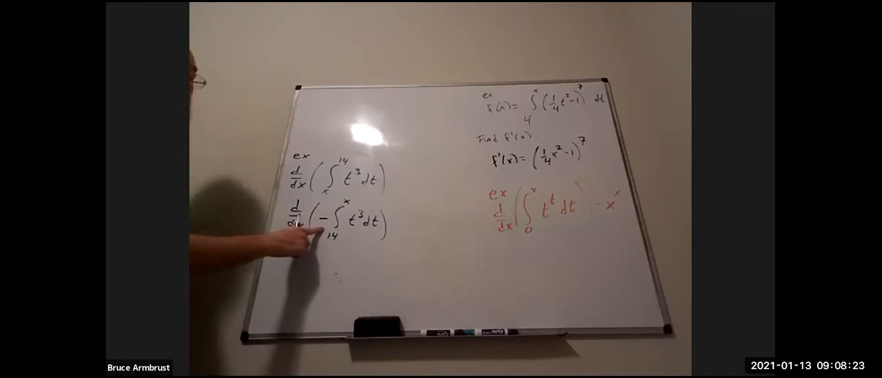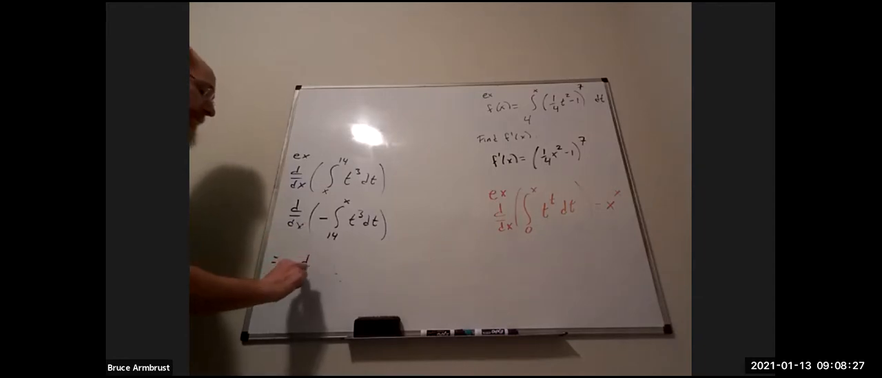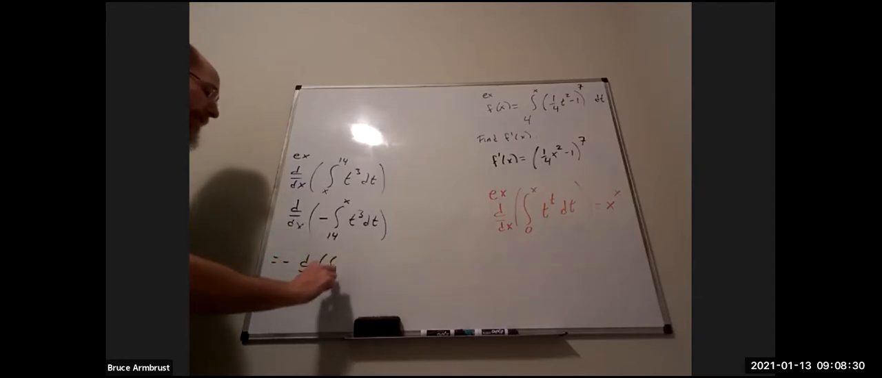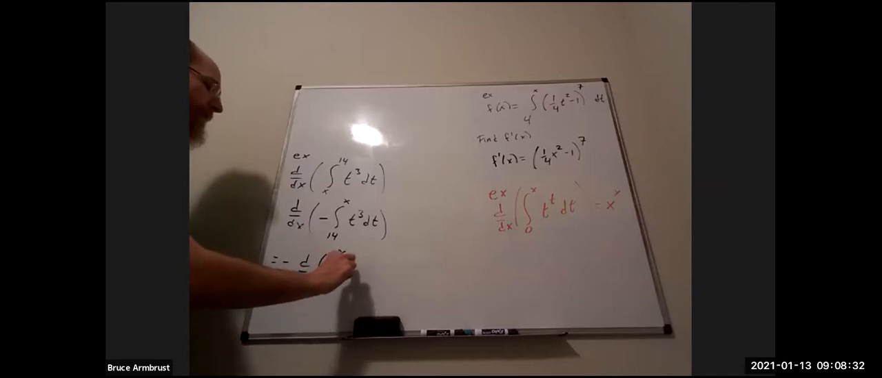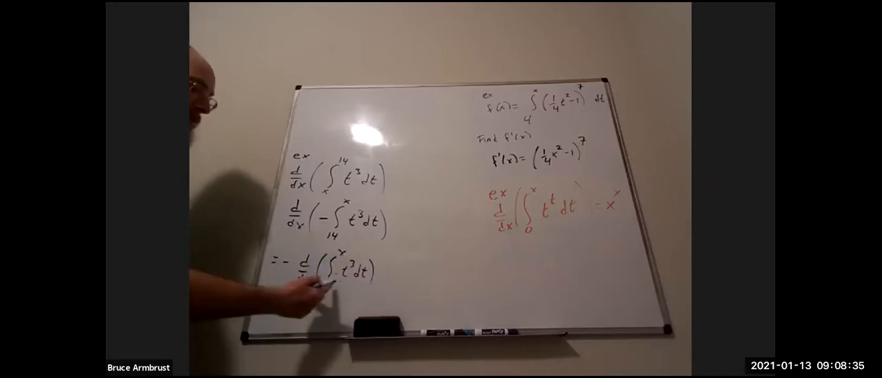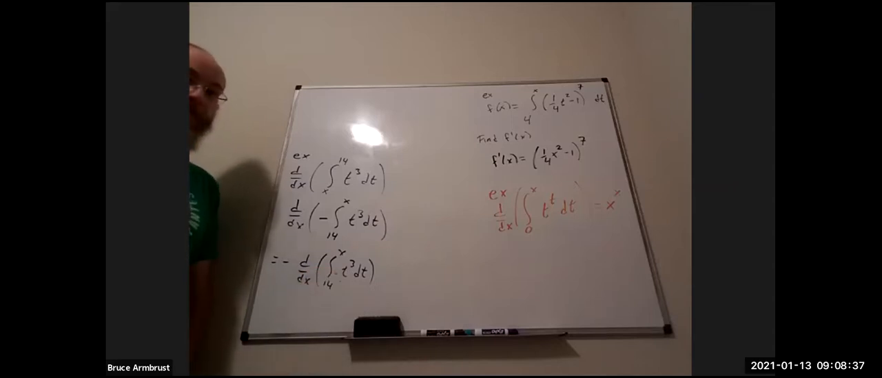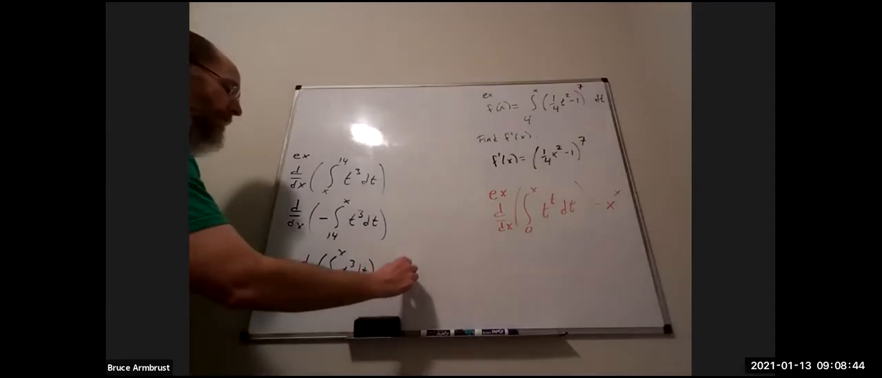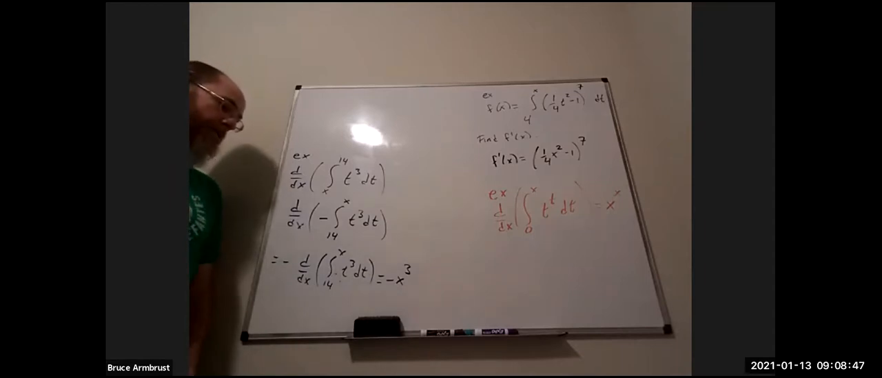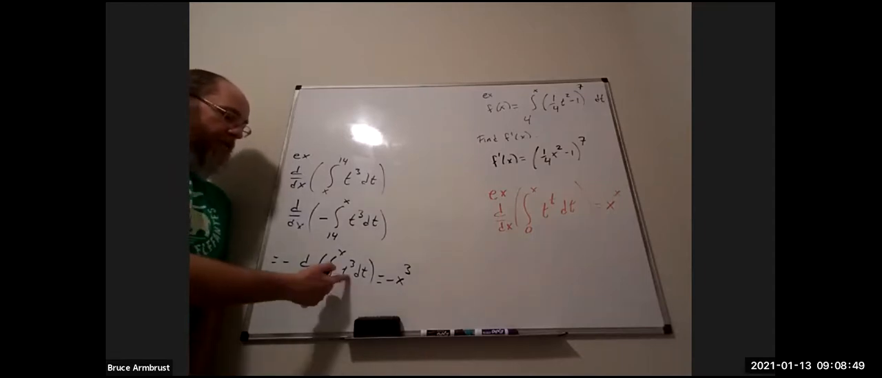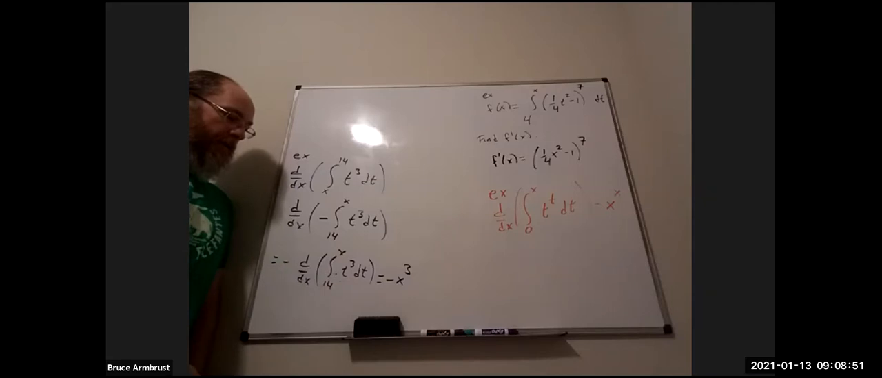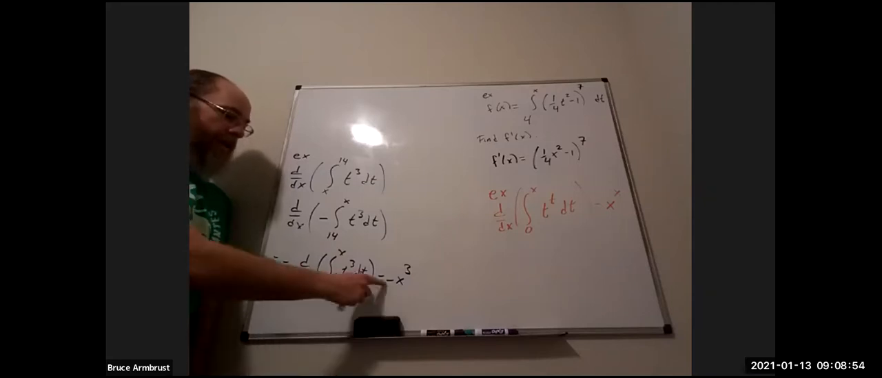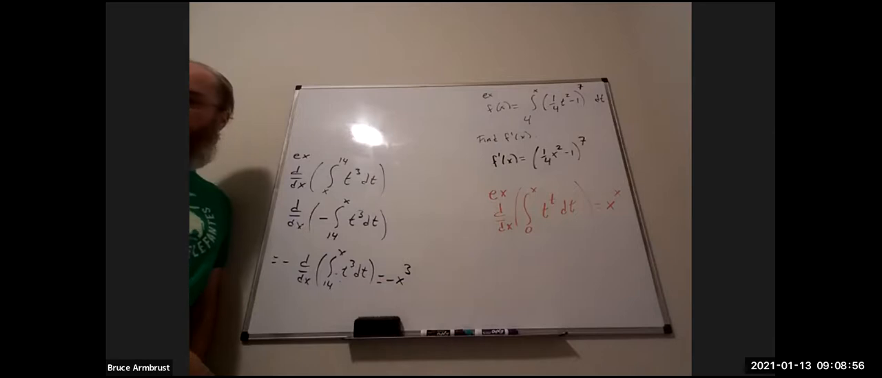Now that negative is a constant multiple, which means I can pull it out of the derivative. So we get a negative derivative of integral from 14 to x of t cubed dt. And now this guy's perfect. So what we're going to end up with then is a negative x cubed. So the t cubed just turns into an x cubed. And the minus sign got kept because of the fact that we swapped the order of integration.